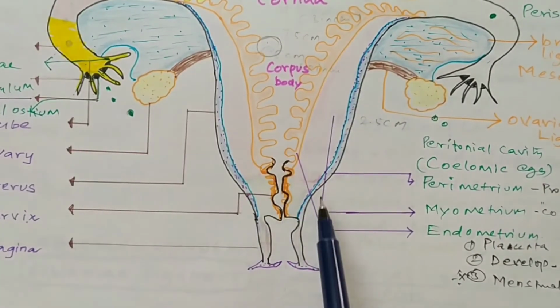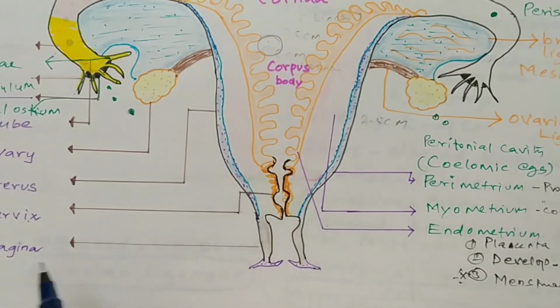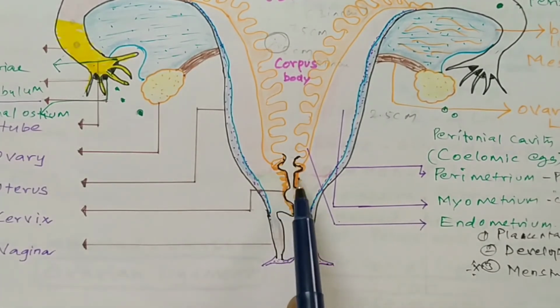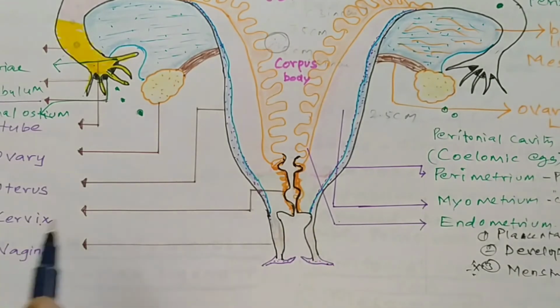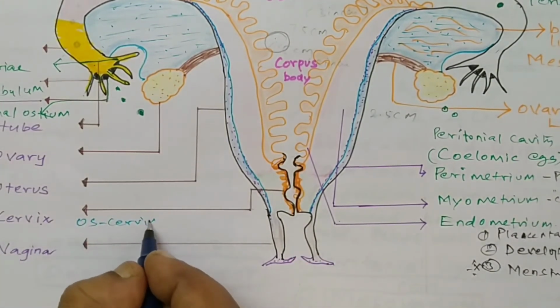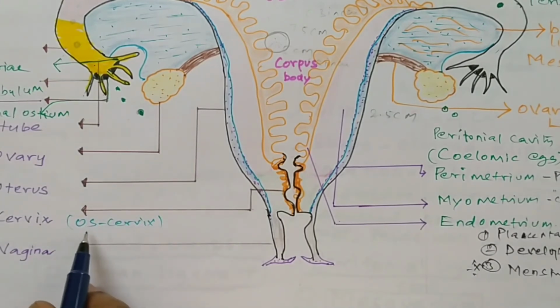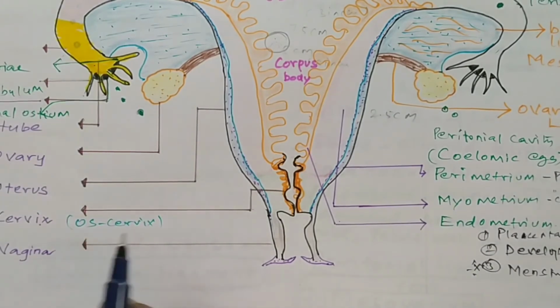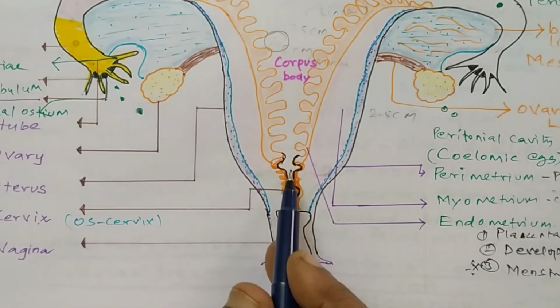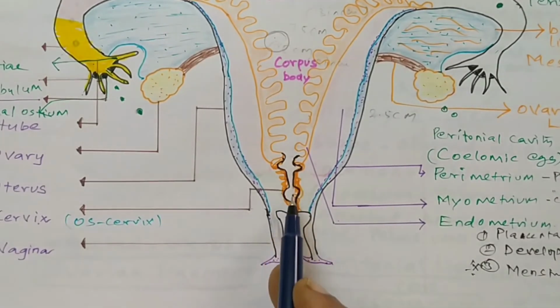Now the terminal, most narrow part of the uterus is termed the cervix. This cervix has two constrictions. This is one constriction, this is another constriction. So it is called OS cervix. OS means orifice. Orifice means constriction. And the cervix has a cavity. That cavity is termed the cervical canal.